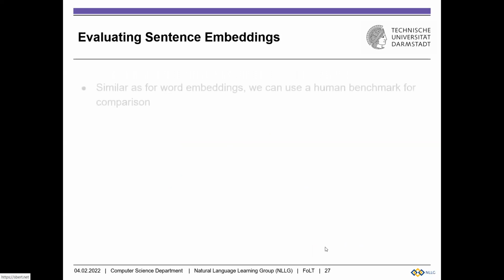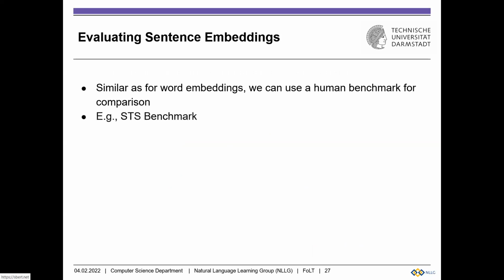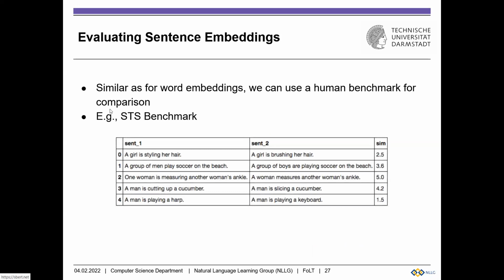Now, how do we evaluate sentence embeddings? We do it in the same way as for word embeddings. We use a human benchmark for comparison, for example, the STS benchmark. STS stands for Semantic Textual Similarity. And in this benchmark, we have different sentences, such as a girl is styling her hair and a girl is brushing her hair.